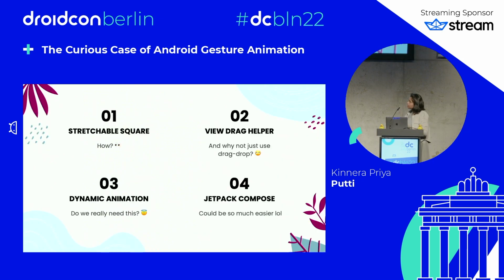So these are the things that we'll be discussing today, in no particular order. The first thing is a stretchable square. We'll be basing our gesture animation on this square. Number two, we're going to be talking about ViewDragHelper, and also discussing why not the Android drag-drop framework. Number three, dynamic animation. Do we really need this when we're already using drag?